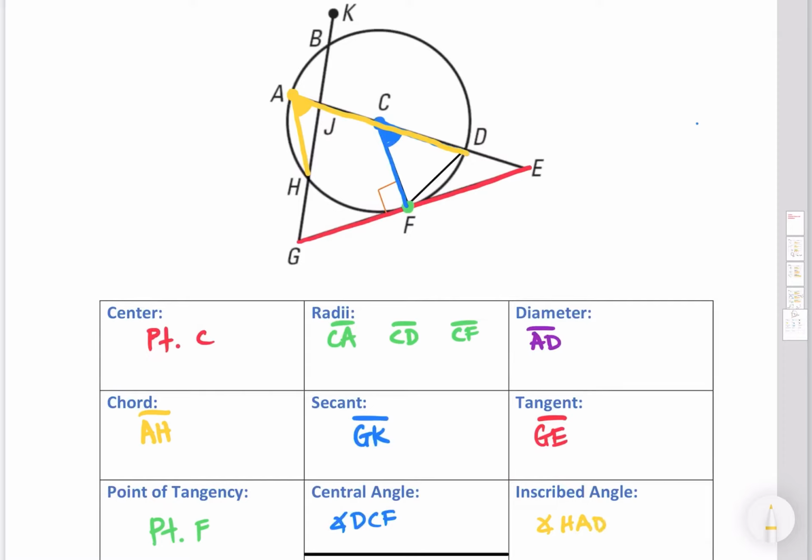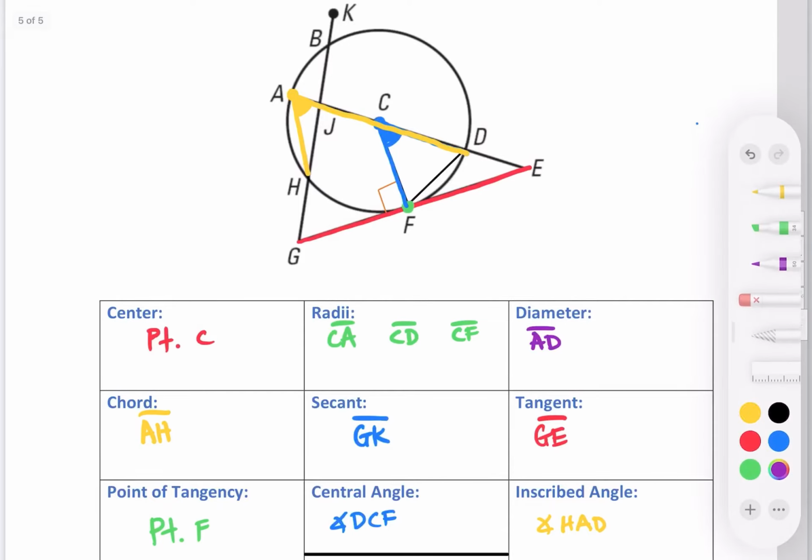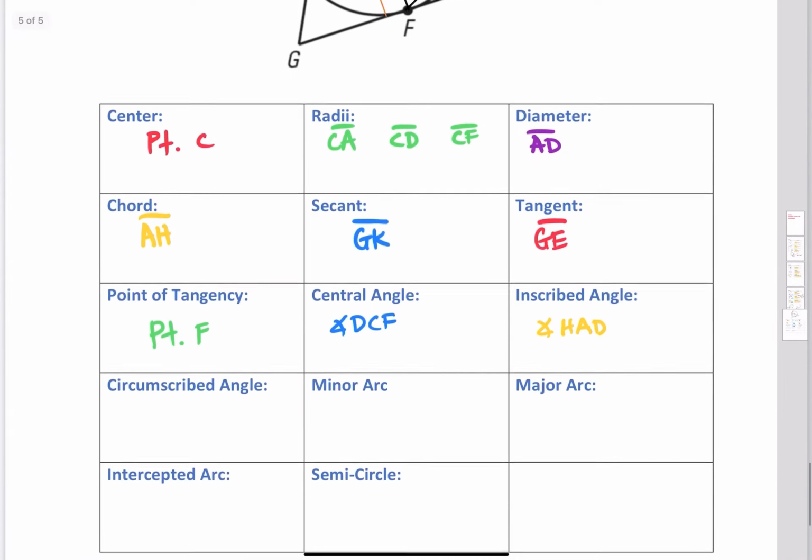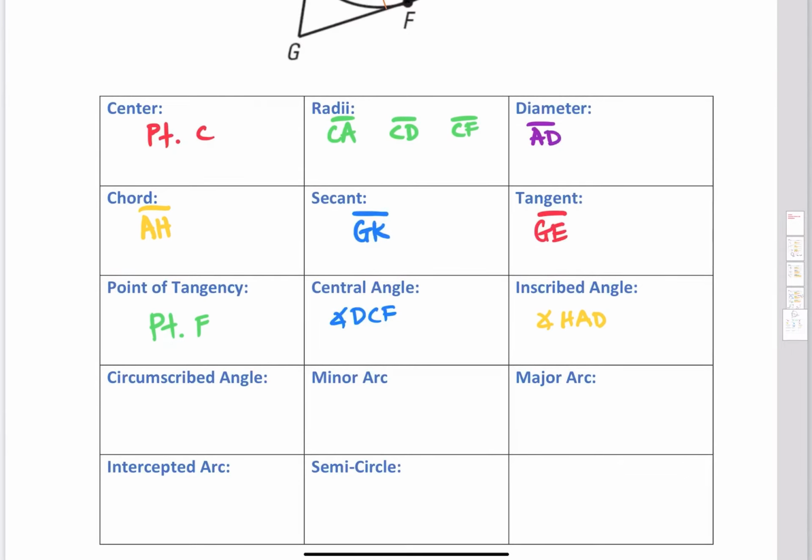Now we also have FDA or ADF. Let's go ahead and erase some more of these annotations. Let's take a look at some other ones that we have here. A circumscribed angle. Now a circumscribed angle is an angle that is formed by 2 tangent lines.